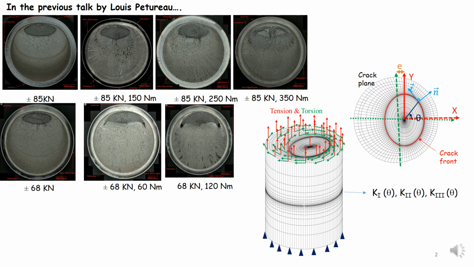In the previous talk by Louis Petureau, you heard about two series of push-pull tests on notched cylindrical specimens with a fixed axial loading range and various values of static torque. He showed that in spite of an increasing ellipticity and eccentricity of the crack fronts, it is possible to analyze the test results thanks to a finite element model allowing us to compute K1, K2, K3 at any point along the front. And K2 was found negligible compared to K3.